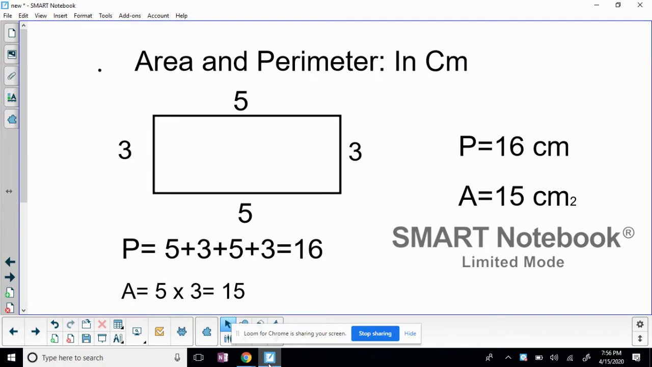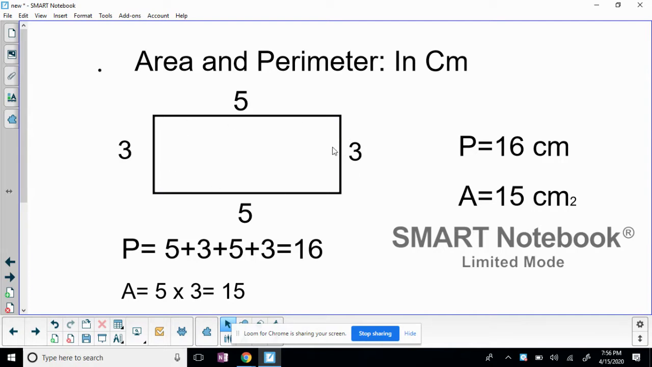So just to review our last lesson, perimeter is the distance around: 5 centimeters plus 3 centimeters plus 5 centimeters plus 3 centimeters equals 16 centimeters. And just for the sake of this, we're going to do it all in centimeters. Area is base times height, which is 15 centimeters. So that's how you calculate the area of a rectangle.